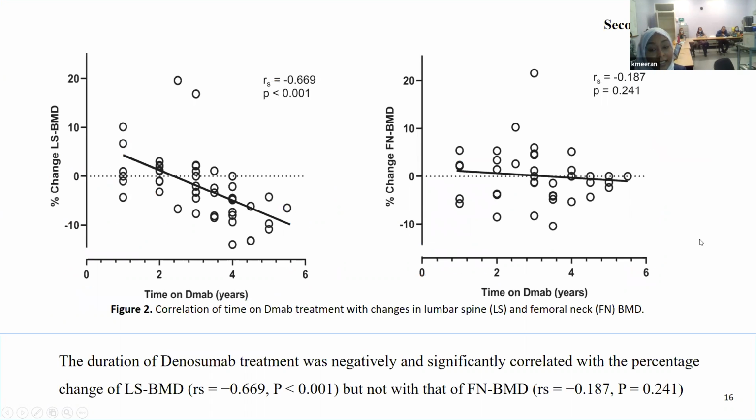And then for the second endpoint, they wanted to measure the correlation of the duration of denosumab treatment with the changes in the lumbar spine and femoral neck. They found that the duration of denosumab treatment was negatively correlated with the percentage change in lumbar spine bone mineral density, with a correlation coefficient of -0.669. This means that a longer duration of denosumab predicts a larger difference in bone mineral density when the patient is switched from denosumab to zoledronate. The longer the duration, the worse the bone mineral density outcome, basically.